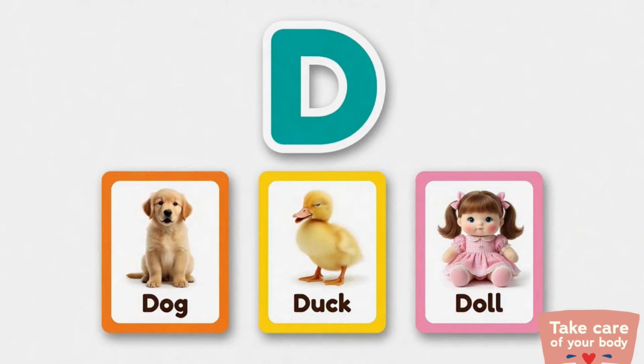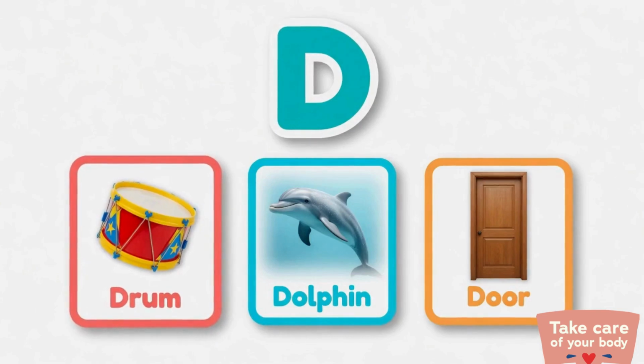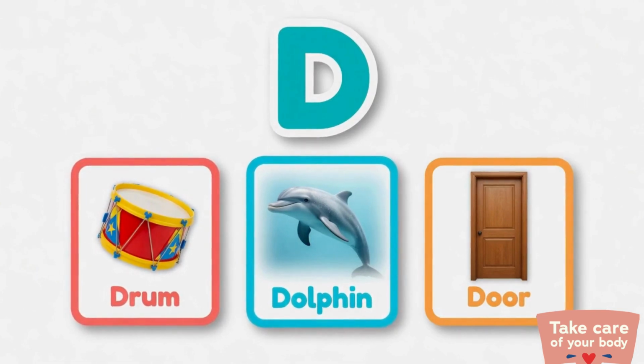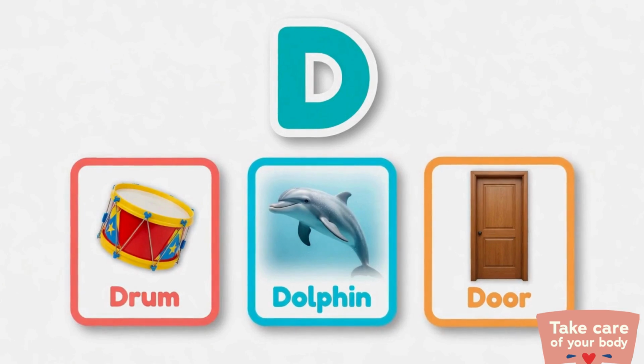This is the letter D. D is for dog. D is for duck. D is for doll. D is for drum. D is for dolphin. D is for door.